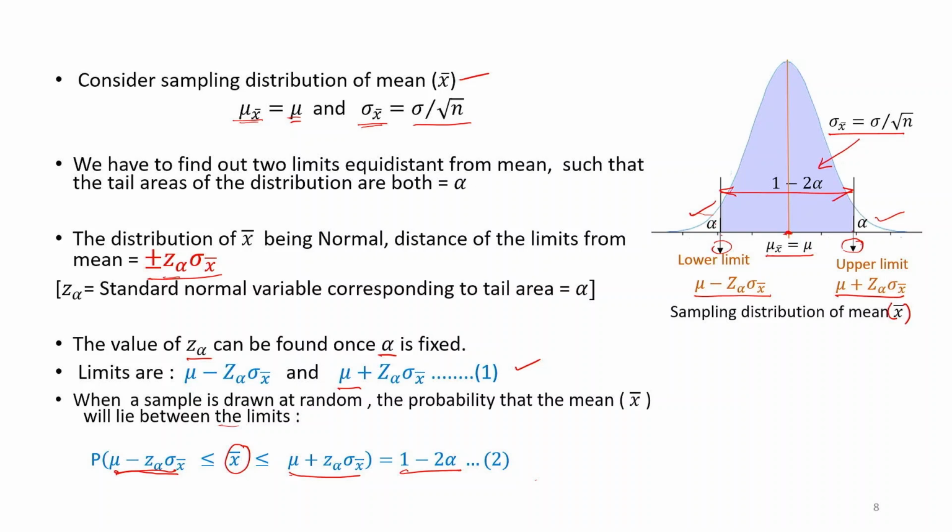So the probability that x bar, the sample mean, is going to lie within the two limits, the limits that have been defined, is therefore 1 minus 2 alpha. That means we have a 1 minus 2 alpha level of confidence in saying that x bar is going to lie between these two limits.